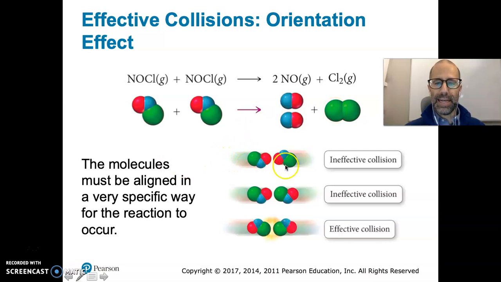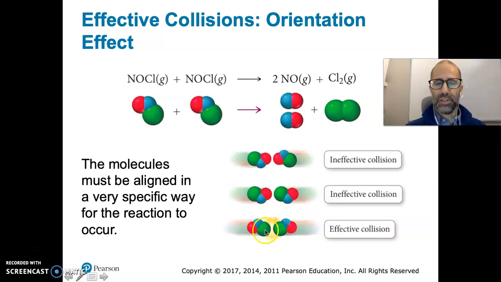So if they collide in this fashion, if we're colliding with the two oxygen molecules, red is oxygen, blue is nitrogen, and the green is going to be the chlorine. If the two red atoms collide and hit each other, that's not going to help make the chlorine bond form because they're on the opposite sides. Neither does it help to have a red and a green, chlorine and oxygen, collide with each other, because once again, you need a bond to form between two chlorines. So this is not going to help.